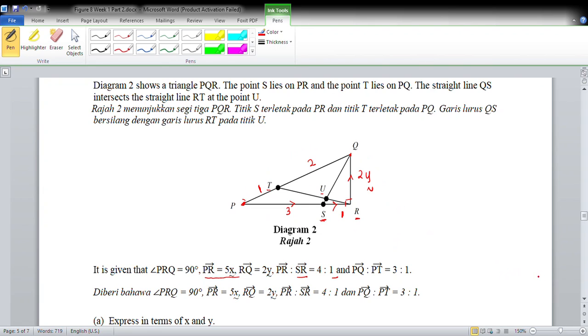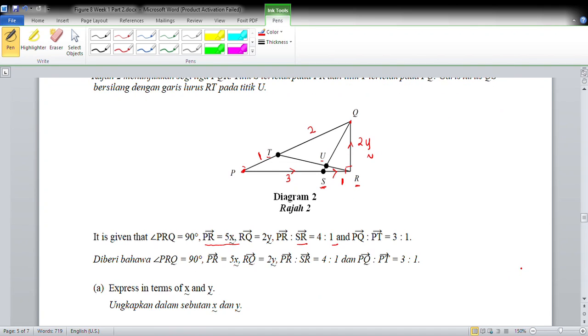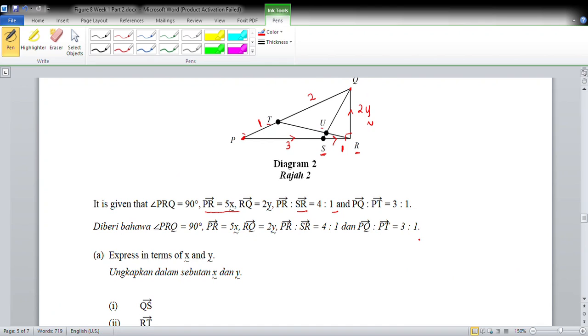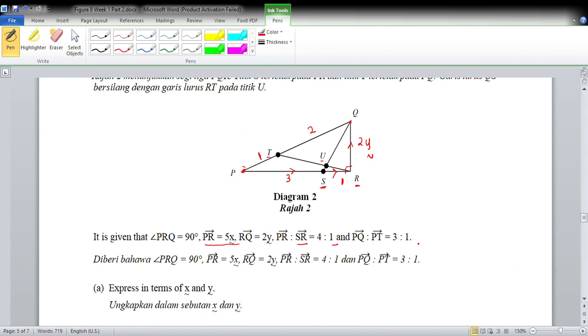What are we supposed to find? Similar to question 4, they ask you to find 2 vectors and express them in terms of x and y. That is, you have to find QS and RT. So let's look at the diagram. Your QS is this line, and RT is the other line going across. So this is what we need to find, right?